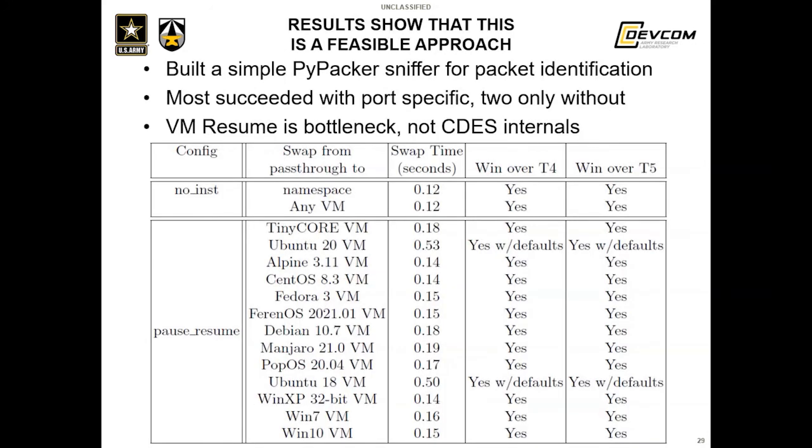We tested with several virtual machines in addition to the TinyCore and Ubuntu 20, and found that Cdes is effective in all cases but two. In the case of Ubuntu 20 and Ubuntu 18, the delay was slightly longer than 0.3 seconds. However, it's worth noting that Cdes succeeds in these cases when Nmap is run without specifying a particular port.